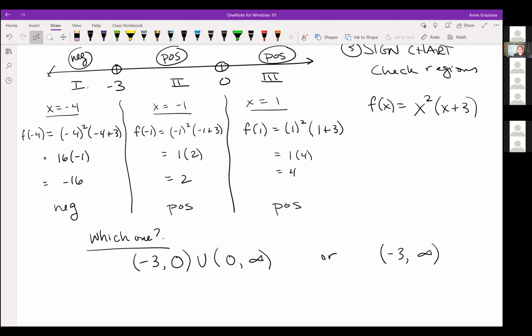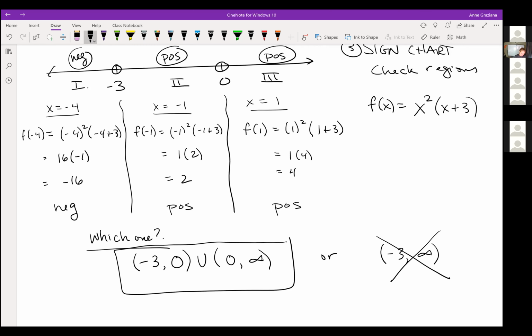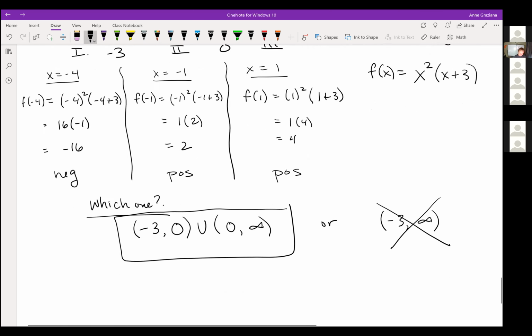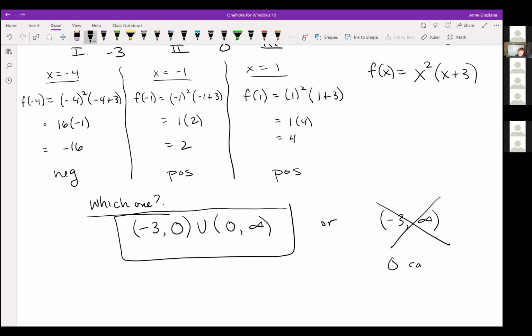Okay, 0 is a zero of the function in this case, and we already said it cannot be included. So you have to use your union, you have to union those two sets together to not include 0. So it's not this one, it's definitely this one. 0 can't be included. Any questions on that?